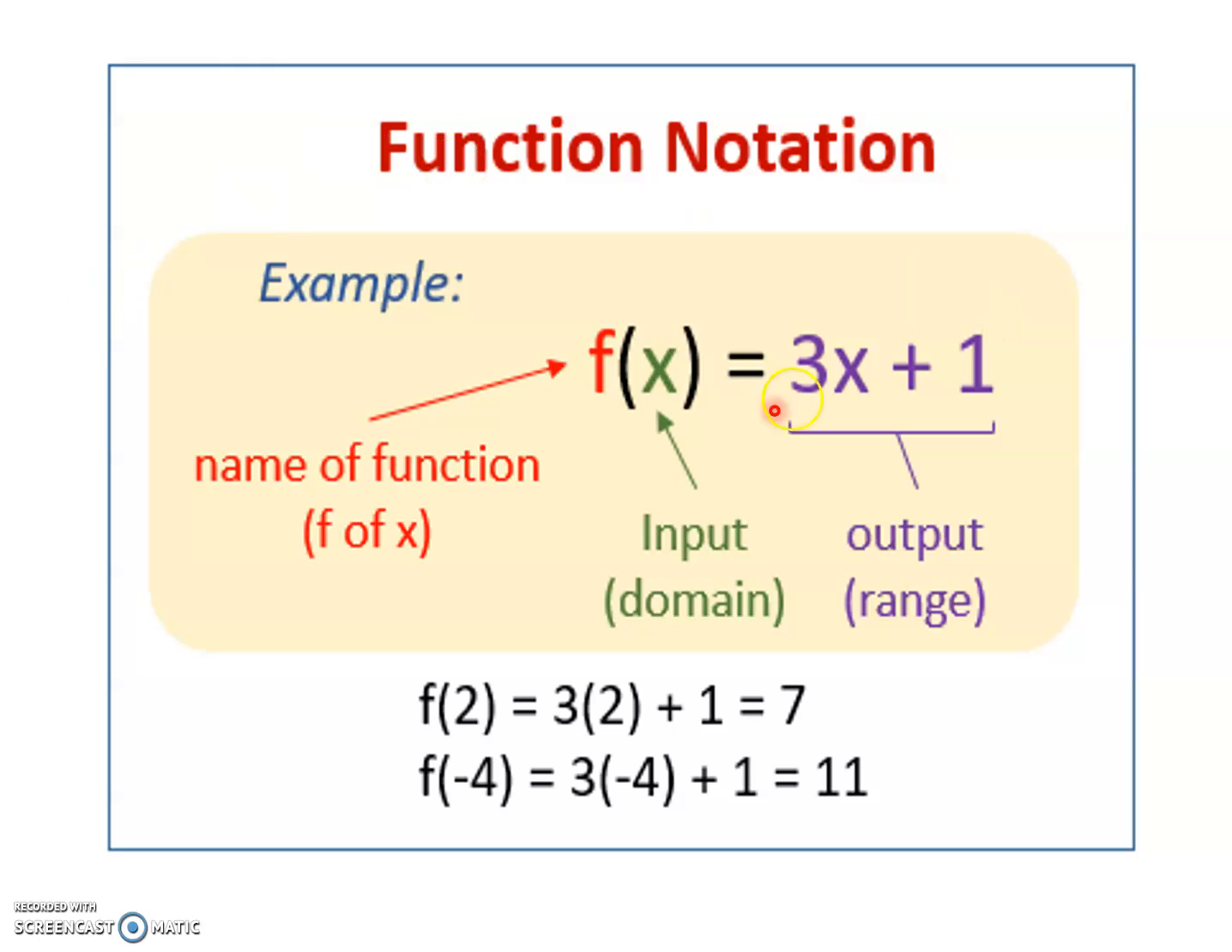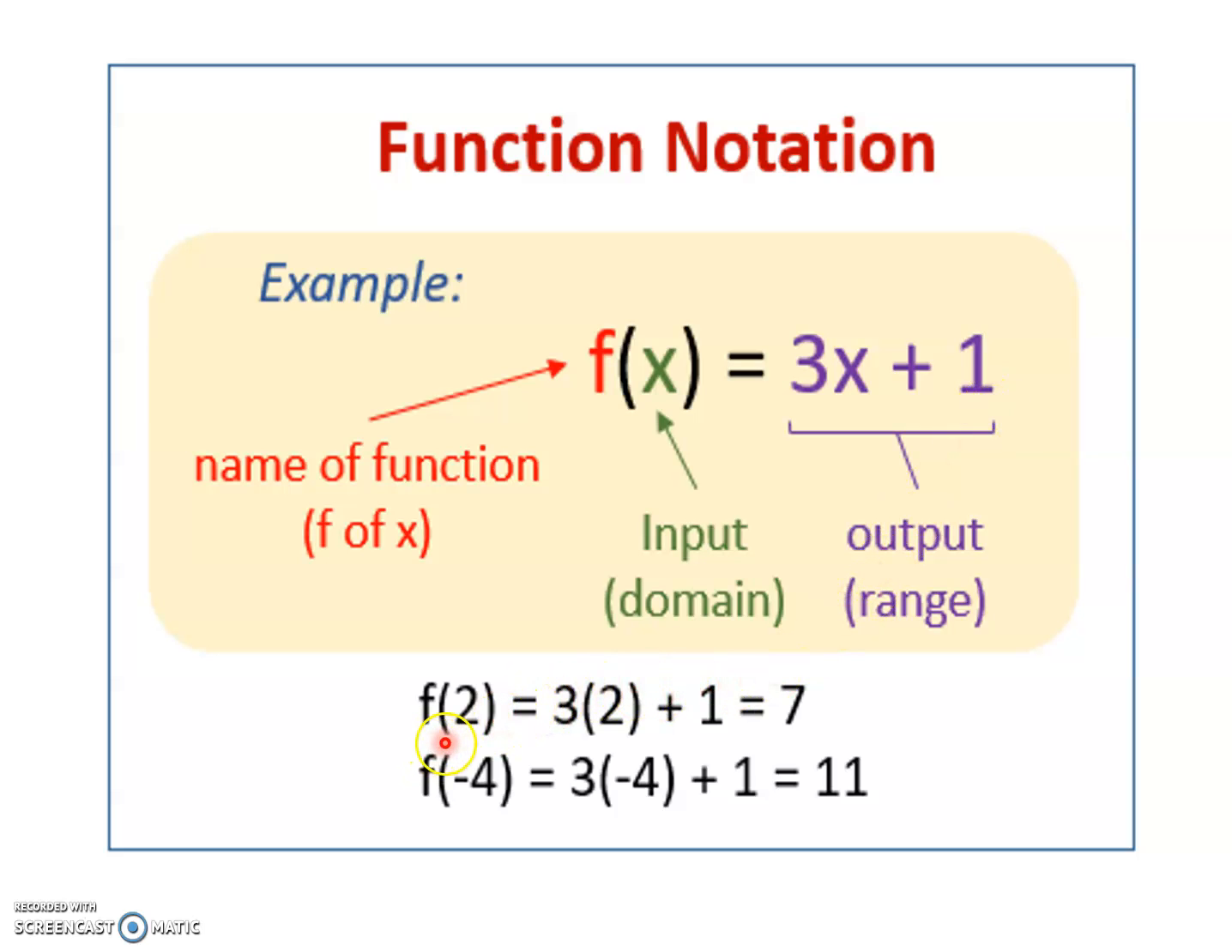That's why function notation is most often used, for example, f of x is equal to 3x plus 1. The name of the function is f of x; it is denoted this way. x is the input, that is the domain. 3x plus 1 is the output, the range. Always remember that in f of x, f represents the function name and x represents the input variable, and the y variable is always the range. Here 3x plus 1 is the range.